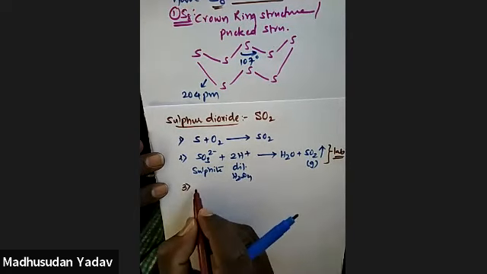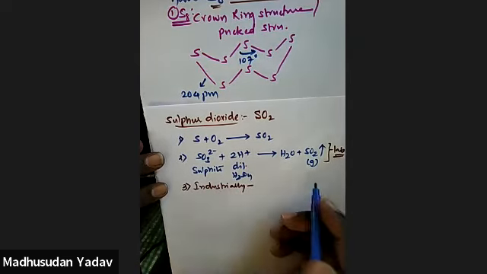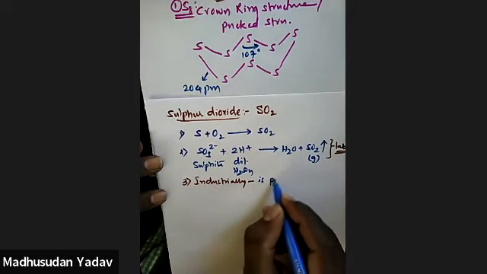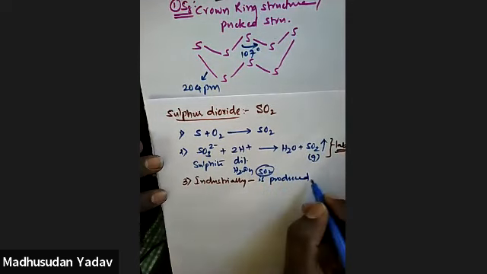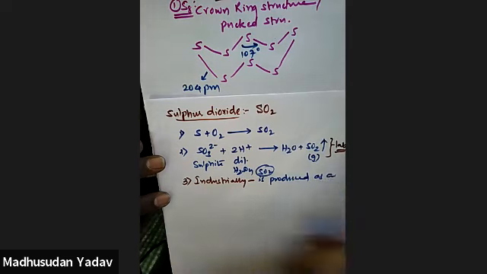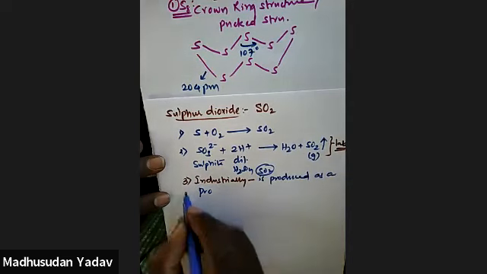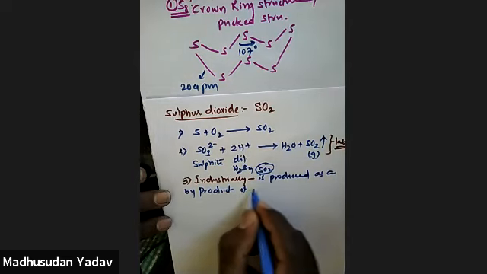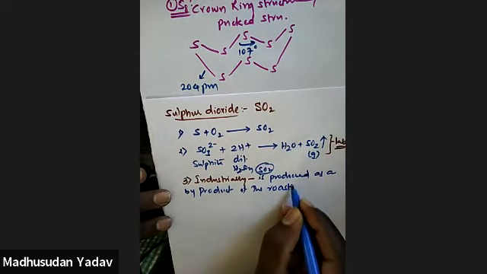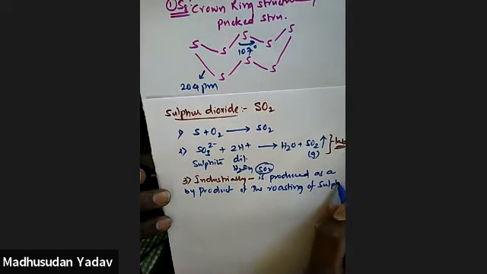Suppose if you take industrially, sulfur dioxide is produced as a byproduct. It is not an actual product. It is mainly prepared as a byproduct of the roasting of sulfide ores. In metallurgy it will come, roasting of sulfide ore.